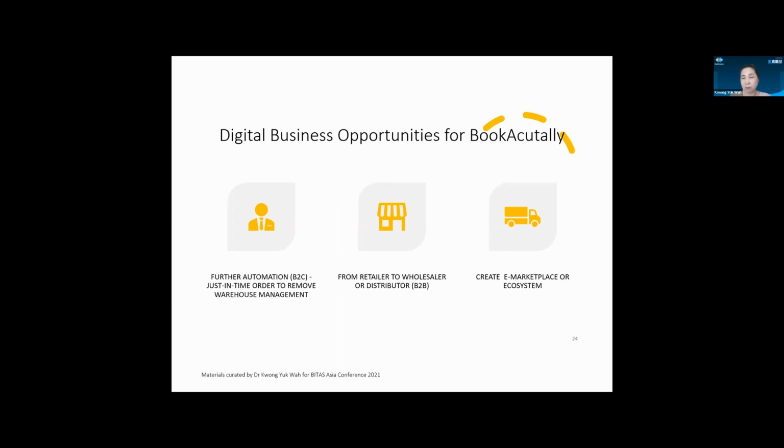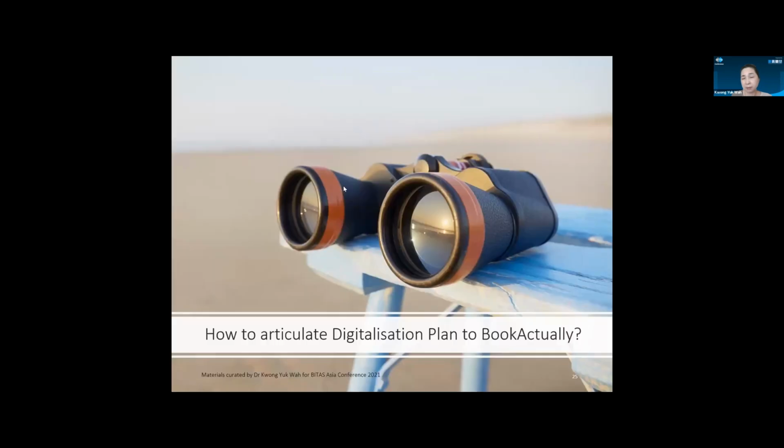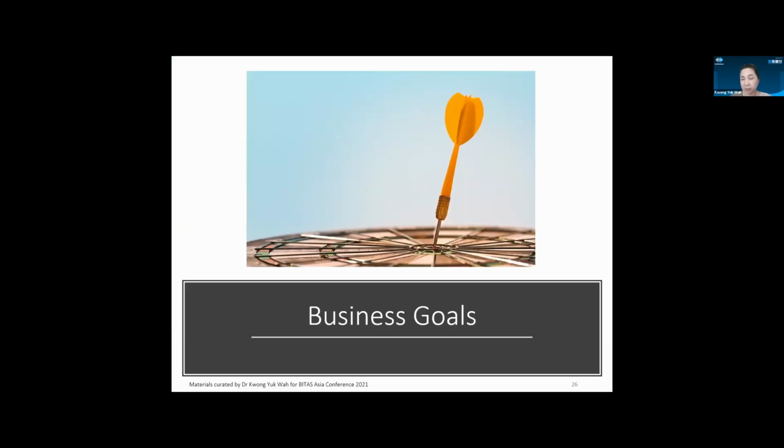He could also create a new marketplace, or he could even create an ecosystem for selling books, right? Now, how do we articulate the digitization plan to this business owner? The first thing that we need to do really is the business architecture, and we have to look at the business goal. So what is your business goal? Is your business goal happy to just sell books, or do you also want to go further?